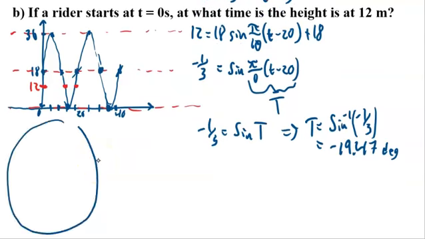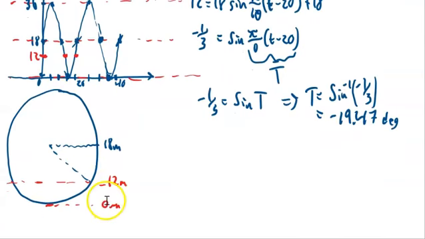It's negative because imagine you have this Ferris wheel here, and the rider is starting here at 18 meters. See, the rider is going down after time 0. So we're going in the negative direction. This point here is 12 meters in height. This is the bottom, 0 meters. This isn't really to scale. And then this angle here is 19.47 degrees, and it's negative because we're moving in the negative, clockwise direction here.